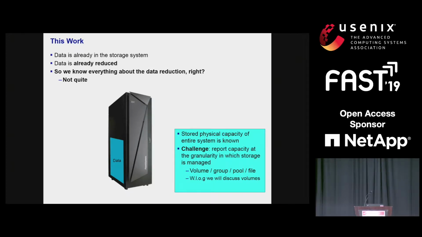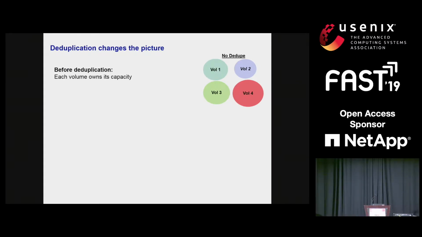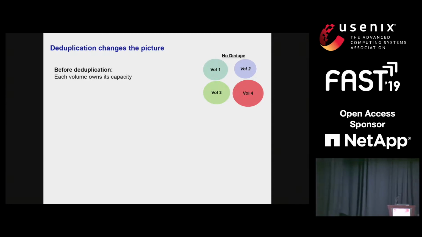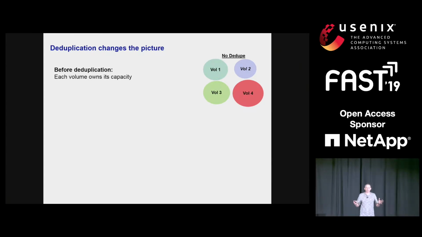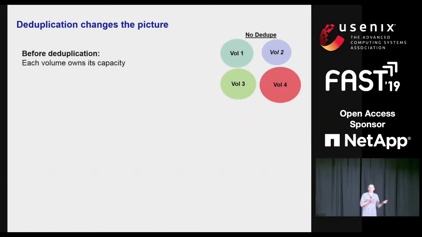So why isn't this working at the volume level? And the answer is deduplication happened. Deduplication changed the picture. So what happened with deduplication? Prior to deduplication, each volume, for the most part, there's snapshots and stuff, but for the most part, each volume was the owner of its own data. Even if it compresses, it's still the data belonging to this volume. So the physical capacity was related to a specific volume.